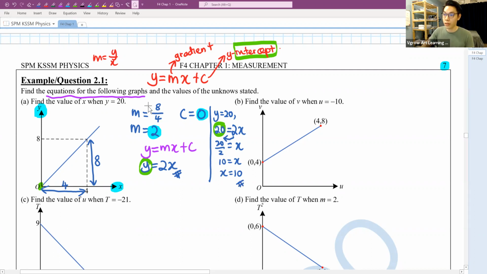Okay, sorry, a bit no space. I'm squeezing everything in here. Let me move a bit now.